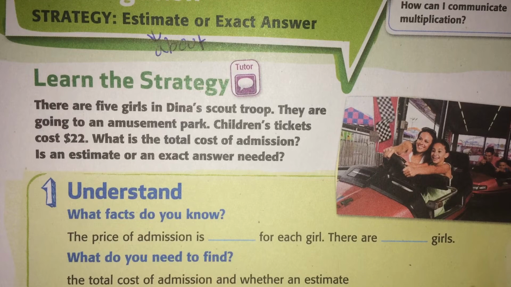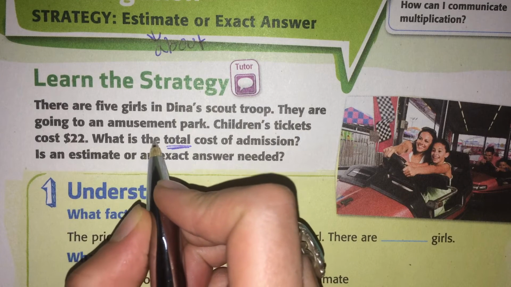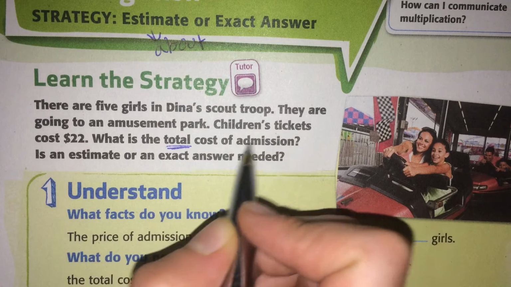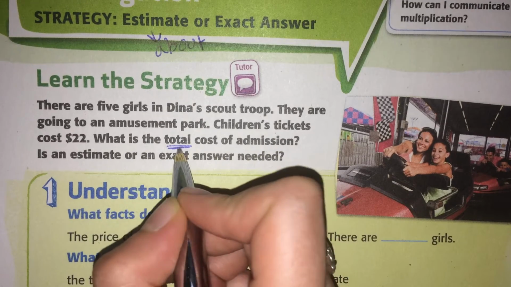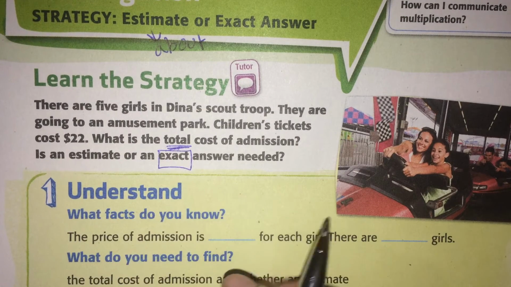There are 5 girls in Dina's scout troop. They are going to an amusement park. Children's tickets cost $22. What is the total cost of admission? Is an estimate or an exact answer needed? Okay, so I'm seeing this word total, but it doesn't say what is the total cost close to, or about how much does it cost. It just asks for the total cost. So I think this is an exact answer that they're looking for.